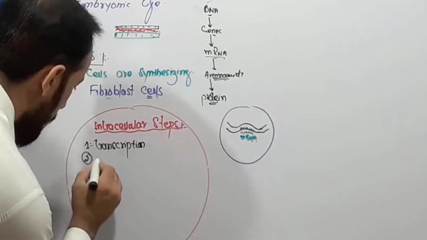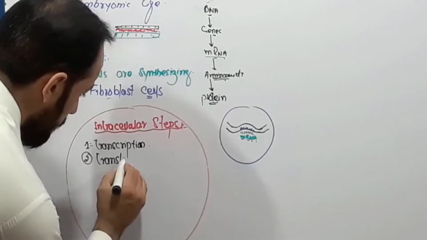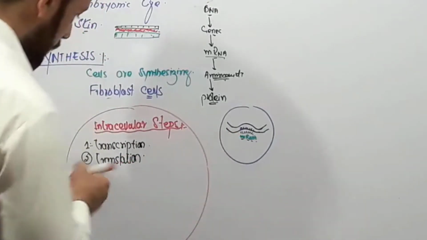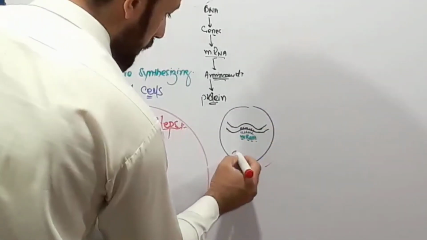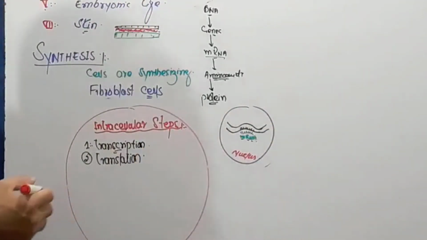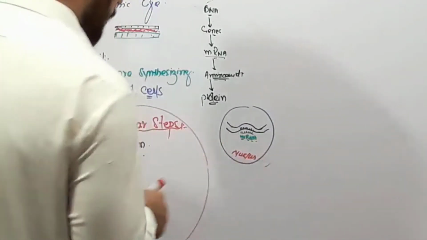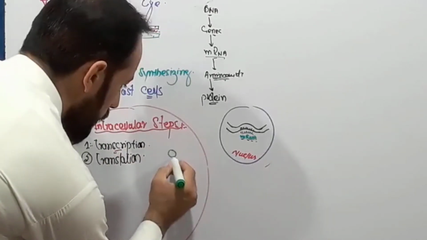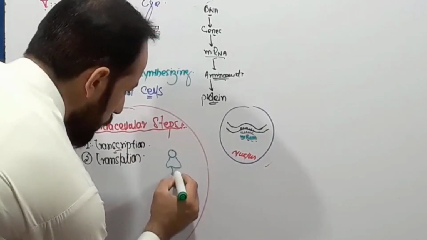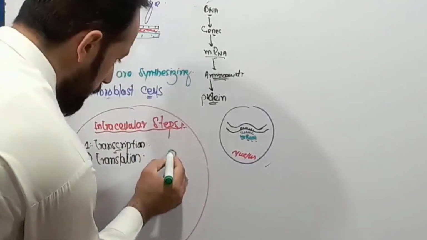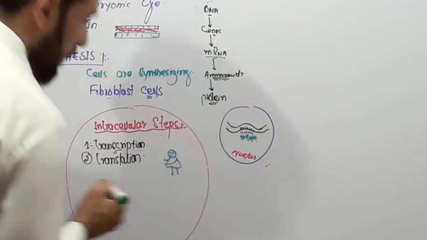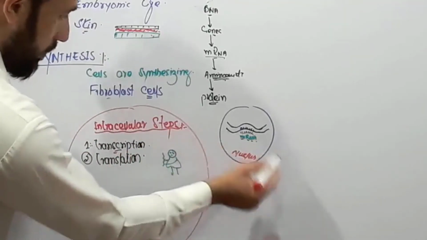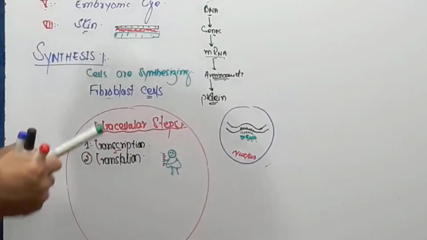The second step is translation. All these steps are occurring inside the cell, right? But this transcription step was occurring inside the nucleus. This is nucleus, and this translation step is occurring outside the nucleus here in the cytoplasm, because in the cytoplasm we have, you know, ribosomes. These are the ribosome units, and these ribosome units will do what? They will take that messenger RNA in their hand. Look, this is that messenger RNA that has come out of the nucleus, and it contains genetic codes, right?